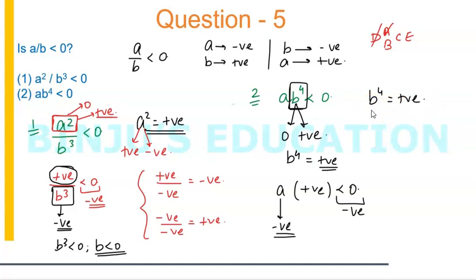Minus 2 to the power 4 is 16. Minus 3 to the power 4 is 81. Minus 4 to the power 4 is 256. So b can be positive, b can be negative also. So again, you will have the two conclusions. So if a is negative, you will have negative by positive, which is negative. Or you can have negative by negative, which is positive.